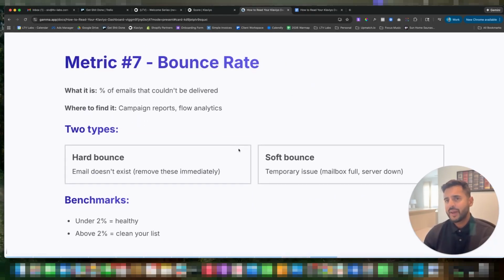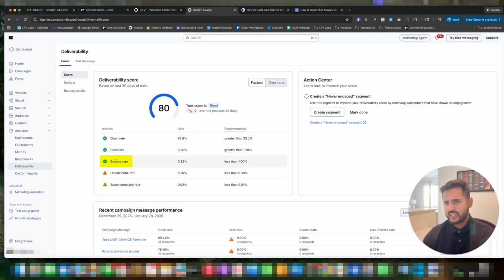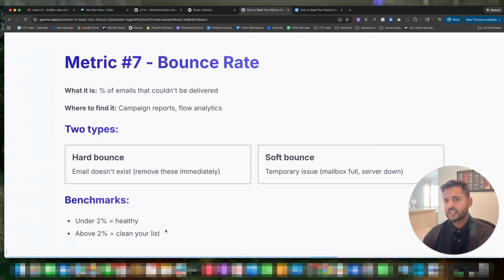So metric number 7 is the bounce rate. This is the percentage of people that have received emails that could not be delivered, right? The way to find this is to go, again, back to the score, and you can see the bounce rate here is at 0.33%, which is considered excellent. For this, you want to make sure that it's under 1 to 2% in general. Above 2%, you want to start cleaning your list and actively looking at the segments that you're sending these emails to.